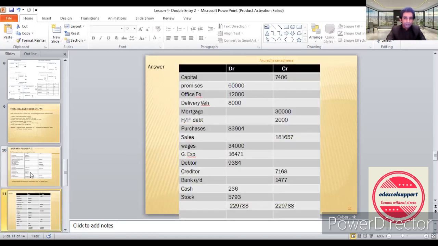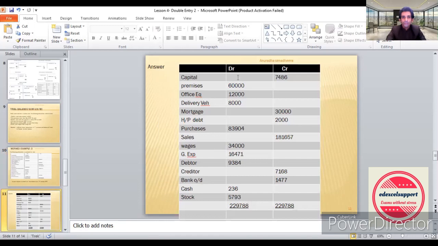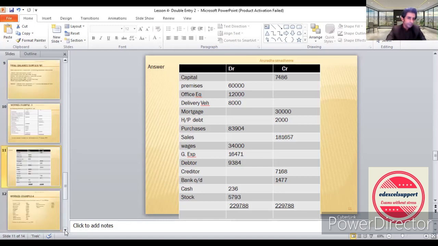If you go here, the capital figure is not given, it is the balancing figure. So you record all these entries, amounts, accounts in the correct column, debit or credit side. So it automatically balances. You can see the balancing figure is 229,788. So the trial balance is tallied now. We had done this in the last question also.